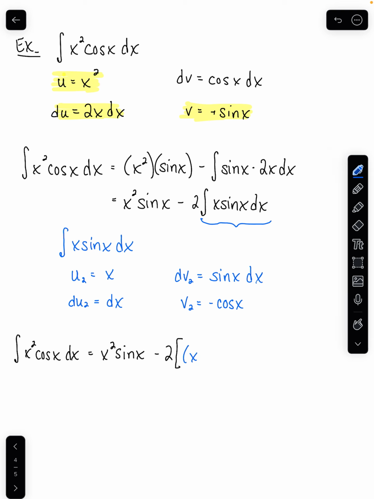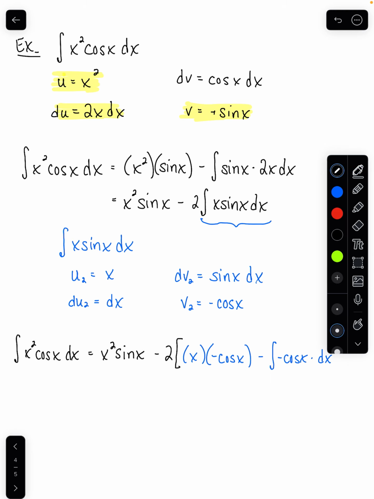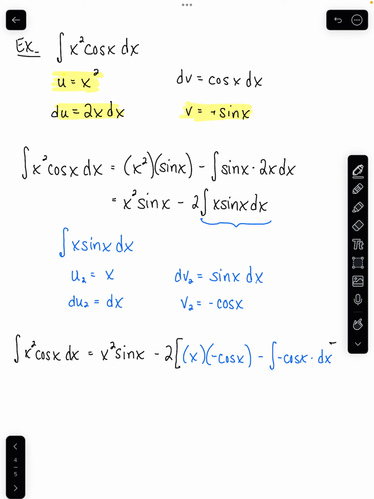U sub 2 times v sub 2, minus the integral of v sub 2 times du sub 2. So again, please note here the brackets. That 2 that was in front of that integral has to apply to the entire equivalent form of that integral. So yeah, it gets a little hairy with the algebra.